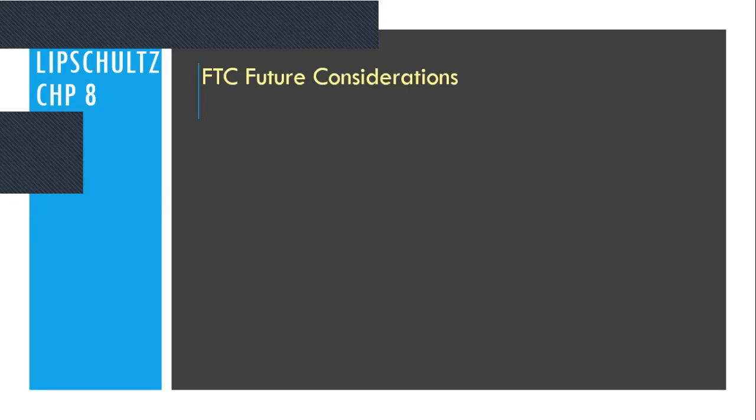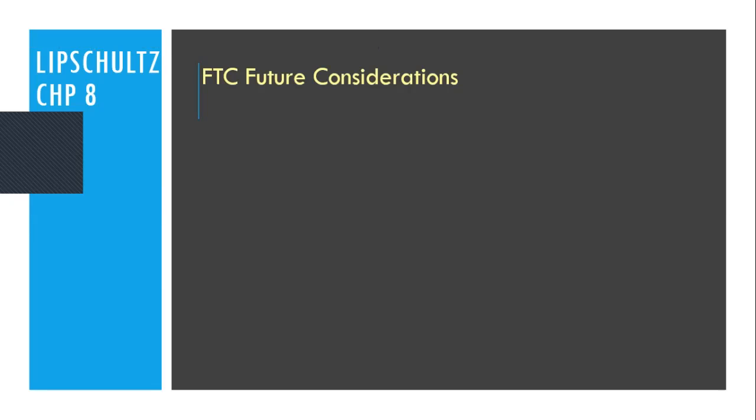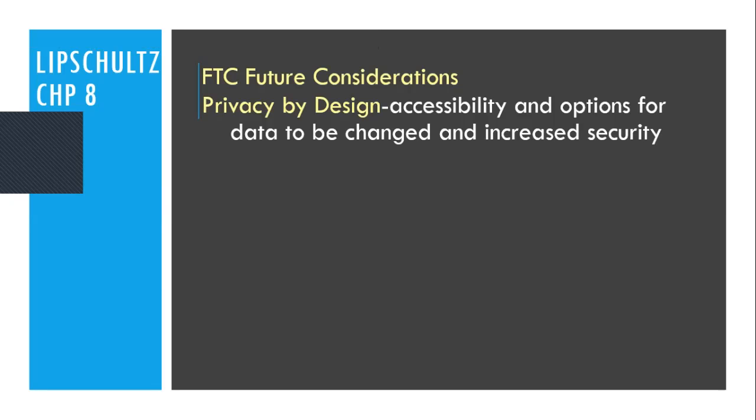So here are some ways that we need to be considering privacy for the future. It should start at the very beginning. When we are designing the next app, the next technology, are we really being aware of the accessibility and options for data to be changed and increase security? If we're going to be making pacemakers that have tracking abilities, do we have a way for people to opt out of this pacemaker being tracked? Maybe someone does not want to be found if they have a pacemaker.